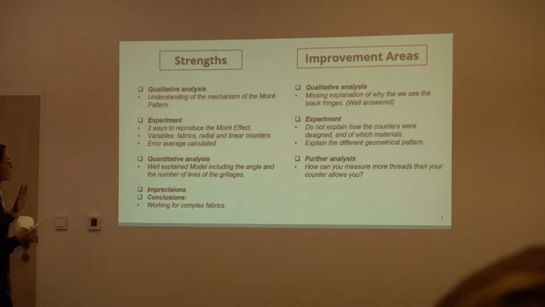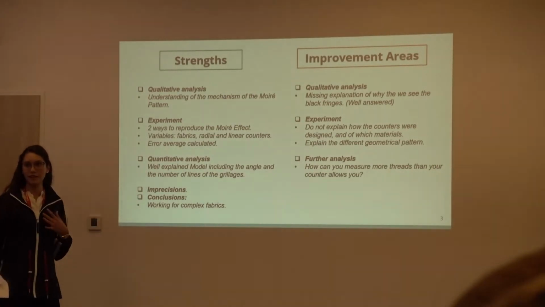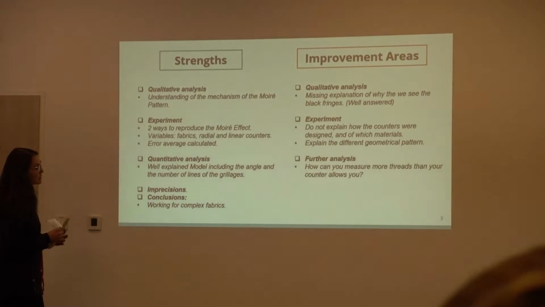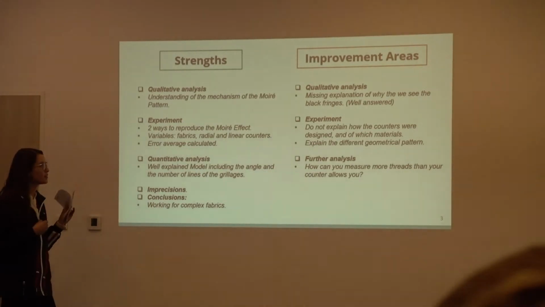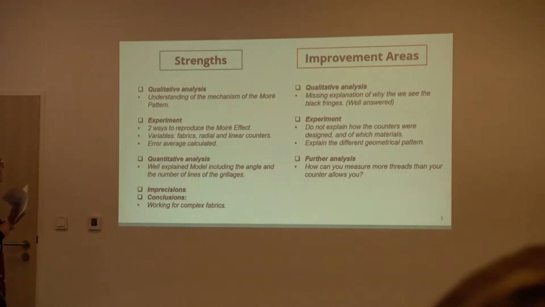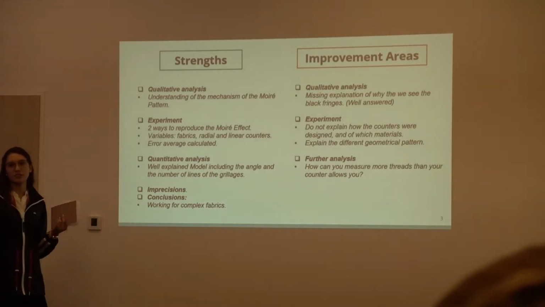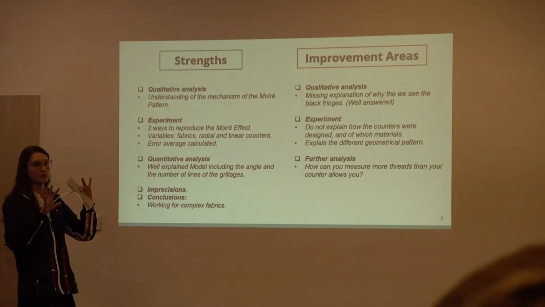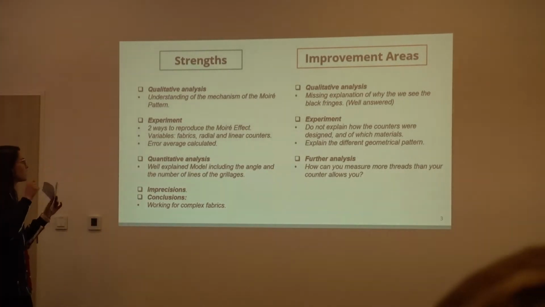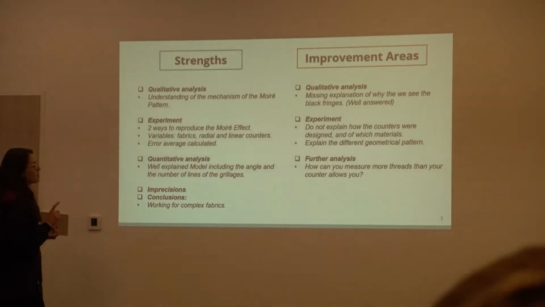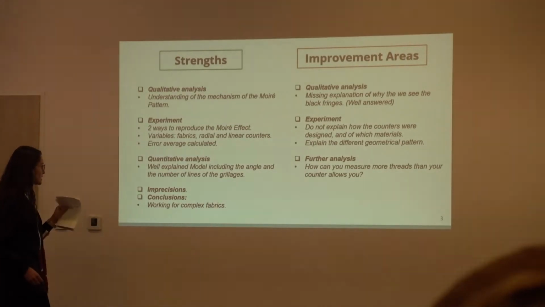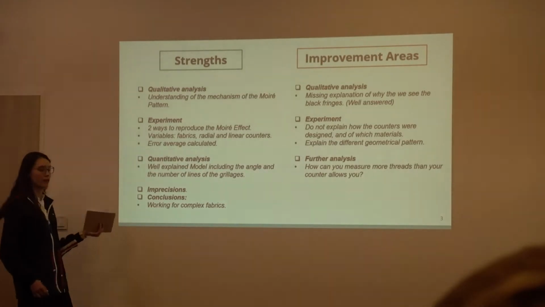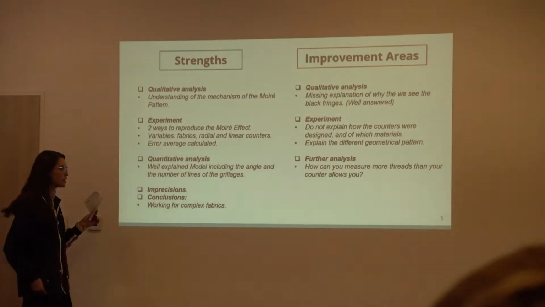So these are the strengths and improvement areas that I found in your report. First, in the qualitative analysis, there was a good understanding of the mechanism of the MORE pattern by the reporter. And then in the experiment, they considered two ways to reproduce the MORE effect, which are rotating and moving the fringes. And for the variables, they used the fabric and the radial and linear counters. Error average was calculated, which is important. And in the quantitative analysis, they explained the model very well.